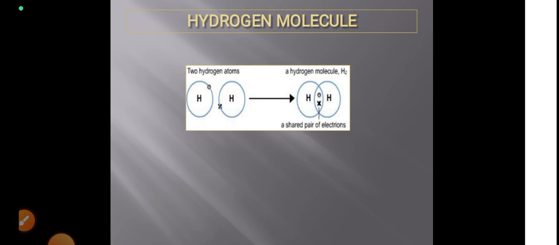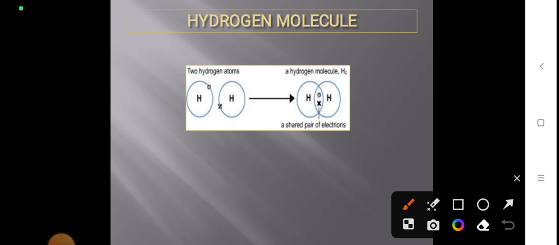So the first molecule we have here is the hydrogen molecule. We all know that hydrogen is a non-metal and the atomic number of hydrogen is 1. Here you can see on the screen that on the orbit there is one electron denoted as a dot, and there is one more electron which has been given the multiplication sign. These are the two electrons representing two hydrogen atoms.